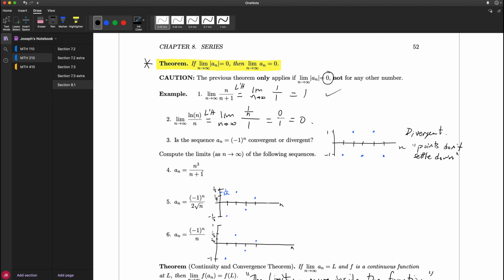All right, moving on to number 4, we're going to compute the limit as n goes to infinity of n cubed over n plus 1. Well, once again, this is infinity over infinity, right? So by L'Hopital's rule, this is the limit as n goes to infinity of 3n squared over 1. And as n becomes very large, you get large numbers in the numerator divided by 1. Well, those are large numbers, right? So infinite. And so this is a divergent sequence. If you were to draw these dots, they would keep going up and up and up as you went on to the right.